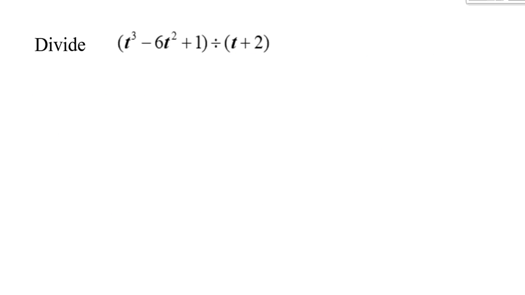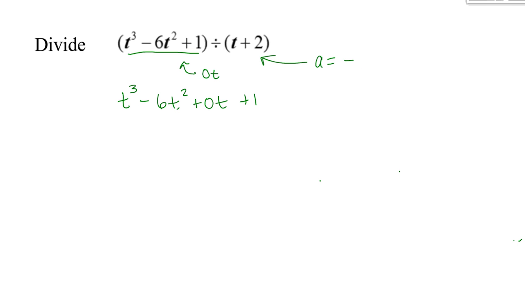Okay, let's try one more. Again, the first thing I look at is I say, are there any terms missing in here? There is. This time it's just a t term, right? So in here is supposed to be 0t. There's a t term missing. There's t cubed, t squared, and a 1, but there's no t term going on inside. So it's actually going to be t to the third minus 6t squared plus 0t plus 1. Okay, our numbers then, oh sorry, and this is going to make a equal negative 2.